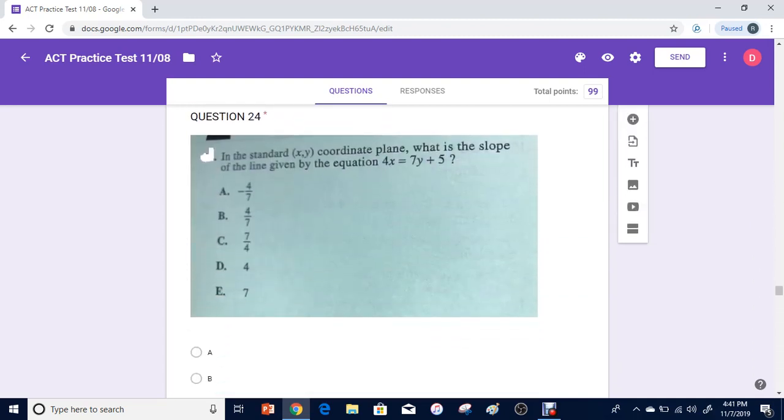24. Okay, there's a couple of ways I can solve this. My favorite way is just subtracting 7y, so it's in standard form. So you have 4x minus 7y equals 5. I take my negative a over b, negative 4 over 7, and that's going to be -7 when it comes over. So I have a minus 4 over -7.